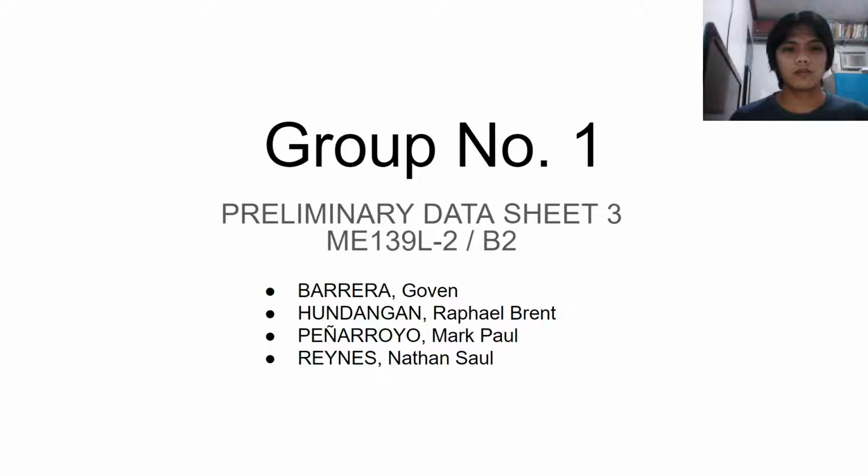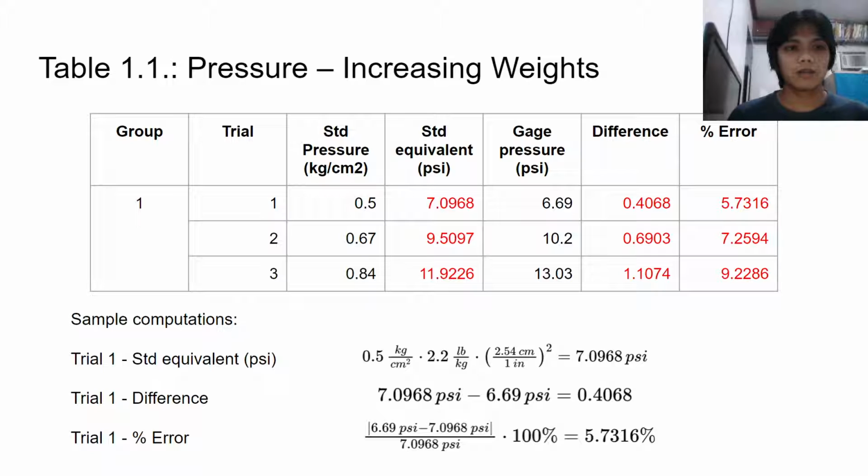So proceeding to the discussion, table 1.1, pressure, increasing weights. These are the values. The values shown in red are calculated, and some sample computations are shown below. So for the standard equivalent, simply the standard pressure in kilograms per cubic centimeter was converted into PSI.